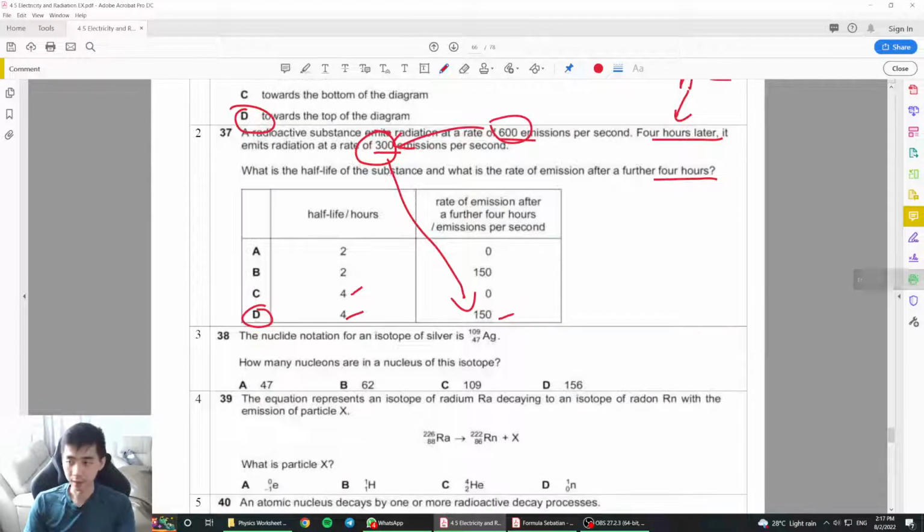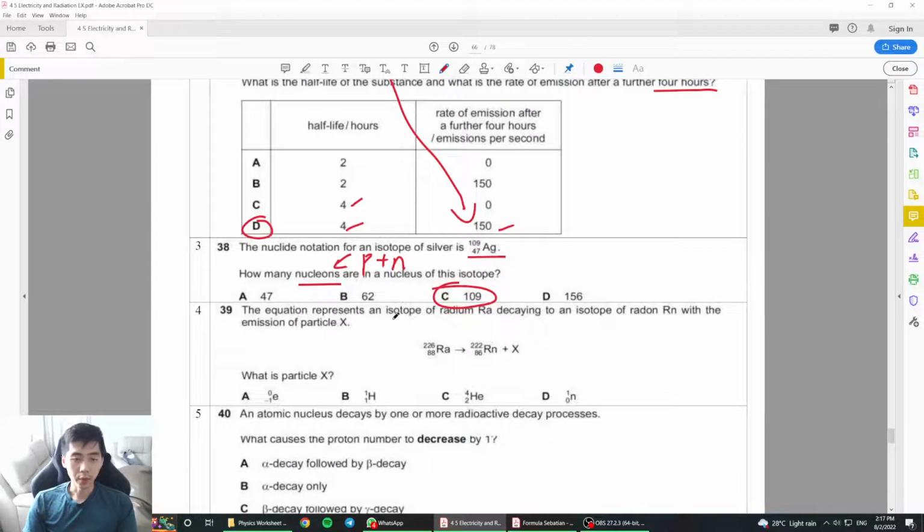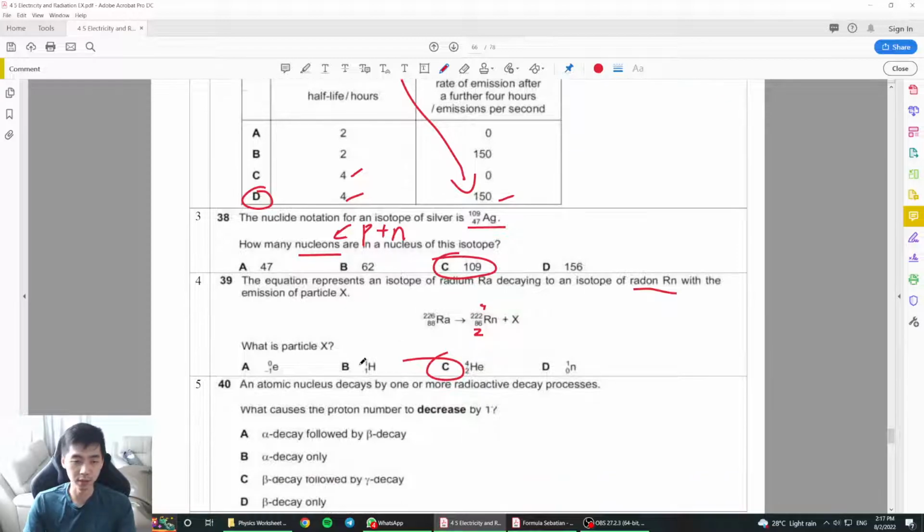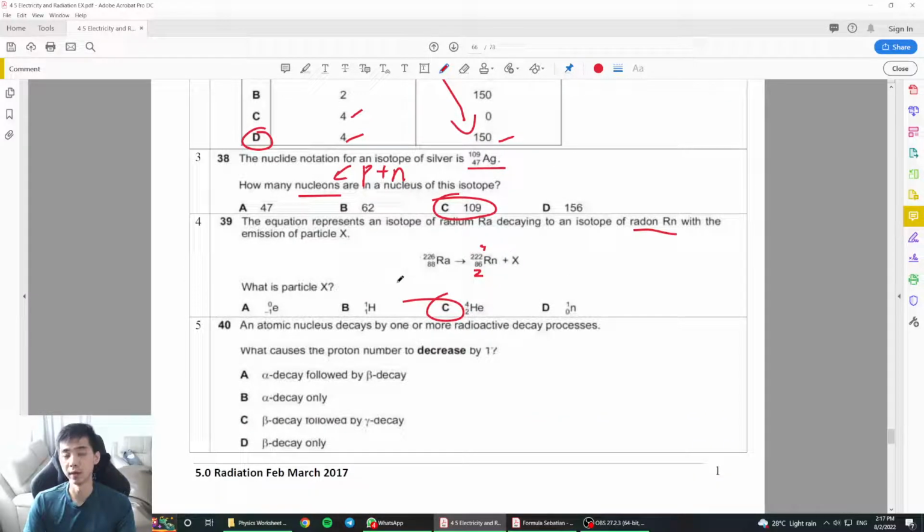Alright. Then, moving on to the next part here. The nuclide notation for an isotope of silver is given. How many nucleons are there in a nucleus of this isotope? Nucleon is basically proton plus neutron, which is the nucleon number on top, so it's none other than C. The equation represents an isotope of radium decaying to an isotope of radon with the emission of particle X. What is particle X here? Looking at this, it is missing 4 and this is missing 2. It can be no other than the helium particle 4 and 2, which indicates that it's an alpha decay.